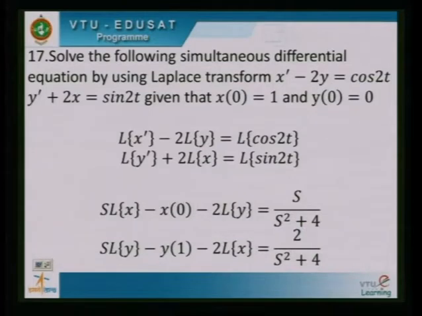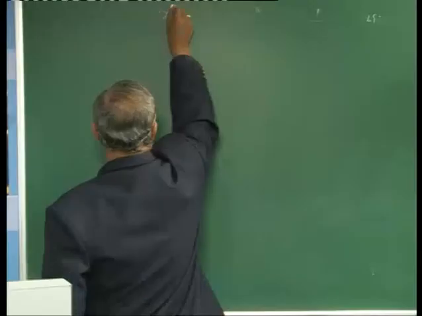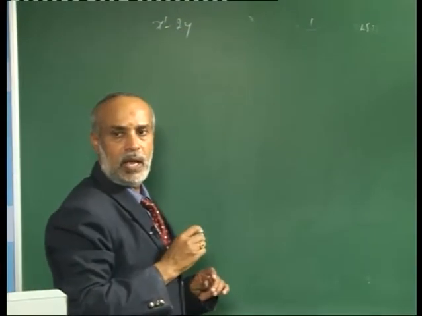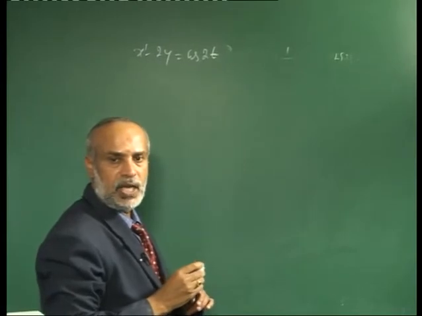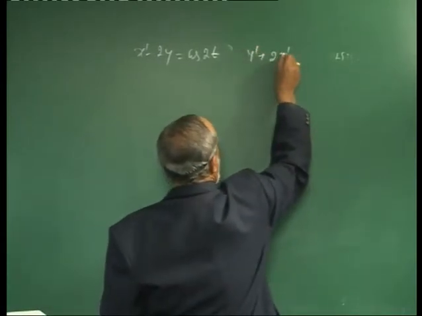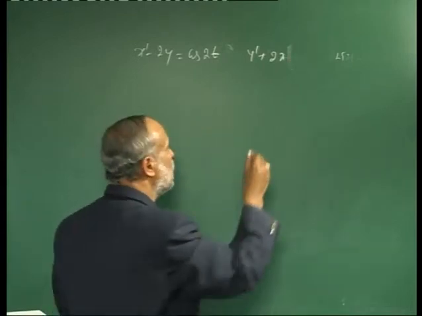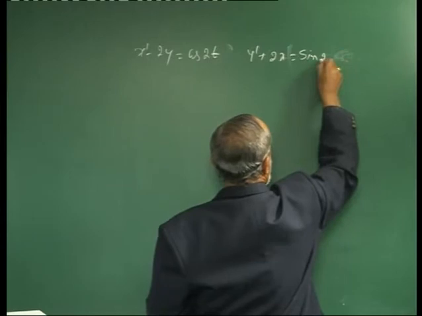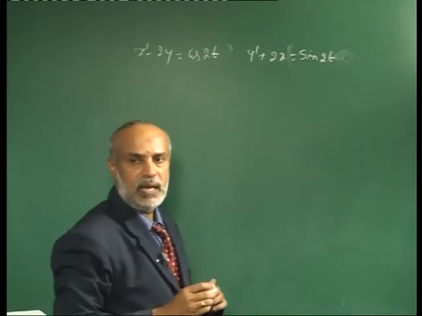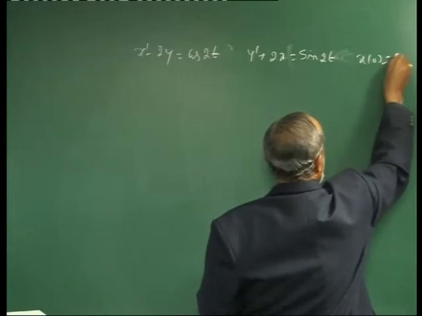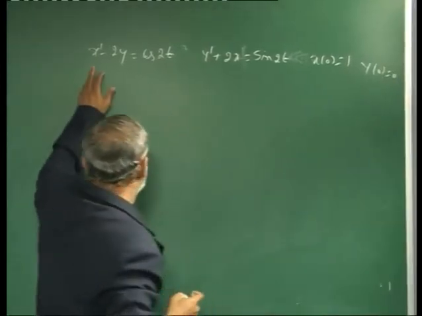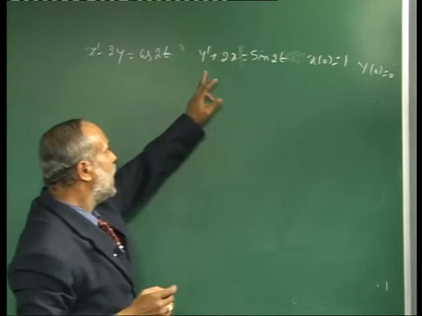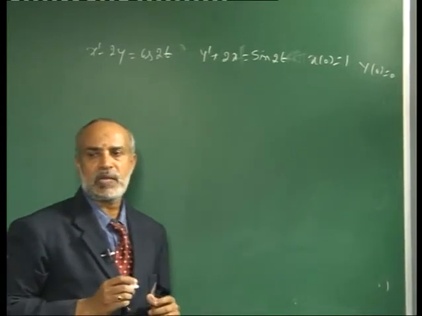You can use these two equations. See here what you get: x dash minus 2y is equal to cos 2t, and another equation is y dash plus 2x is equal to sin 2t, and the given condition is x of 0 equal to 1 and y of 0 equal to 0. Now you can apply the Laplace transform on both sides.